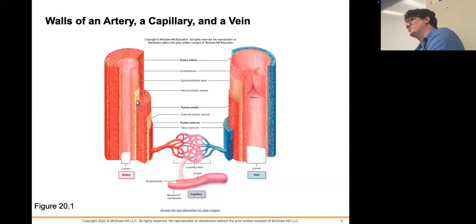But now this raises the question of why do we have muscle here at all? Why do you think we have any muscle in the vessels whatsoever? Why don't we just use the elastic tissue?